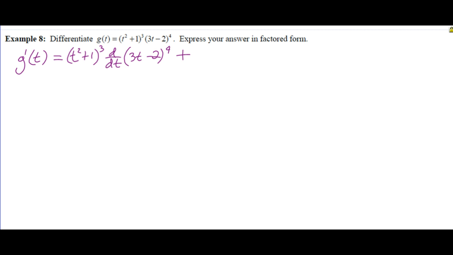And to that, we want to add the second function, right? So I take the second function, which is (3t minus 2) to the 4th, times the derivative of the first function, so the derivative of (t squared plus 1) cubed. Okay. So really all I've said is, hey, we're doing the product rule, right? So it's f times g prime plus g times f prime. So now we can do it, right?